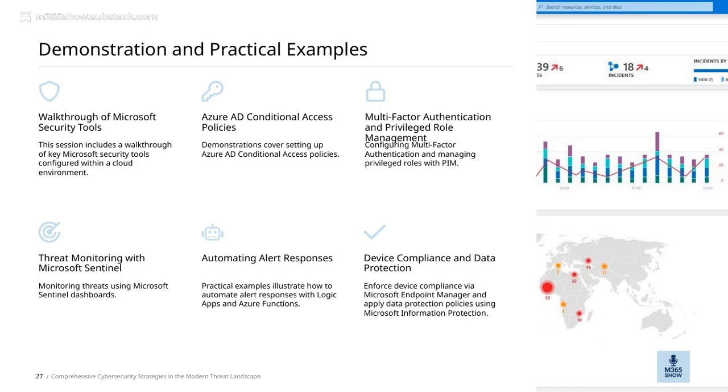and protect our environment. We also need to manage access securely. Multi-factor authentication is a key control, and combined with privileged identity management, or PIM, it helps us manage privileged roles carefully, minimizing risks associated with elevated access. Finally, configuring Azure AD conditional access policies is fundamental. These policies enable us to define specific conditions under which users can access resources, adding an extra layer of security based on context, such as location or device state.